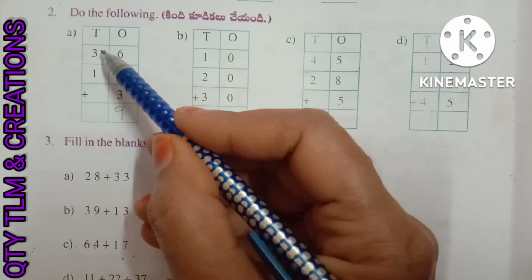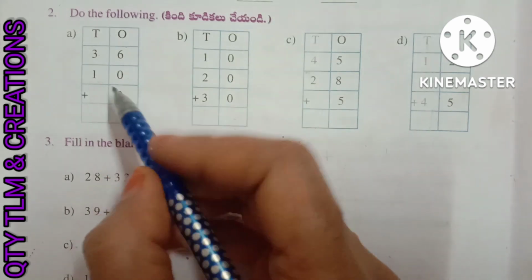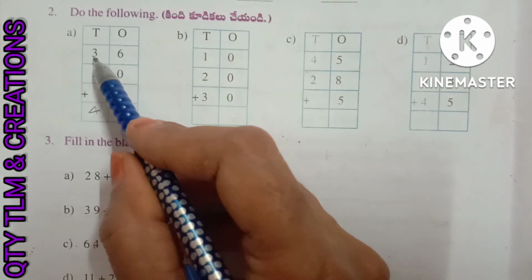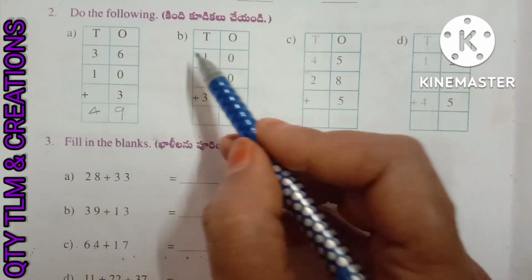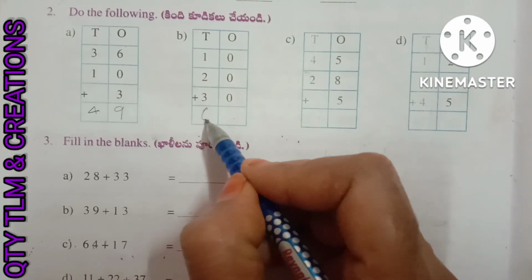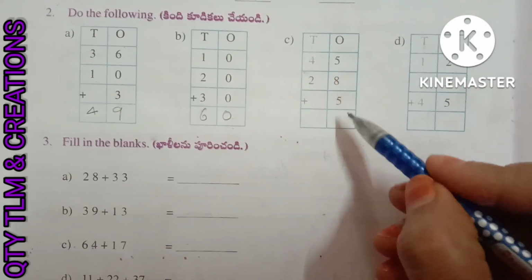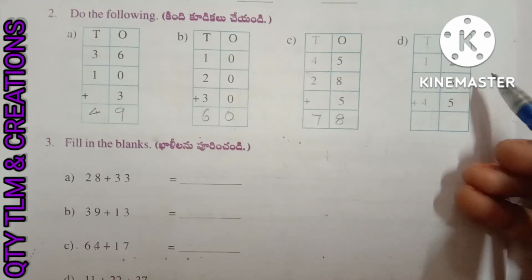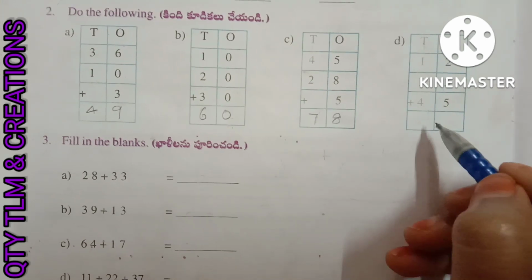Then add digits of tens place. So 3 tens plus 1 ten we get 4 tens. So we have to write 4 in tens place. So 36 plus 10 plus 3 we get 49. Next B, 10 plus 20 plus 30 we get 60. Next C, 45 plus 28 plus 5 we get 78. Next D, 12 plus 33 plus 45 we get 90.